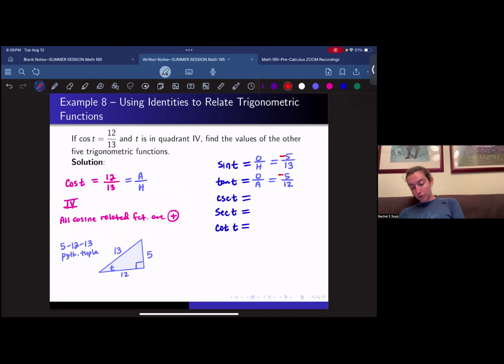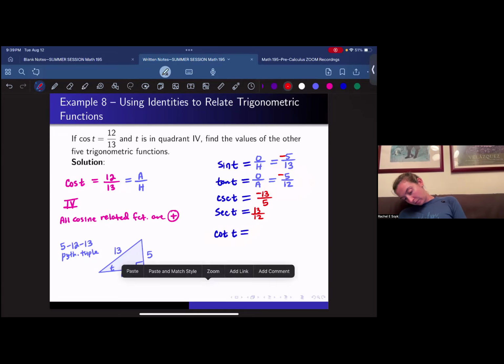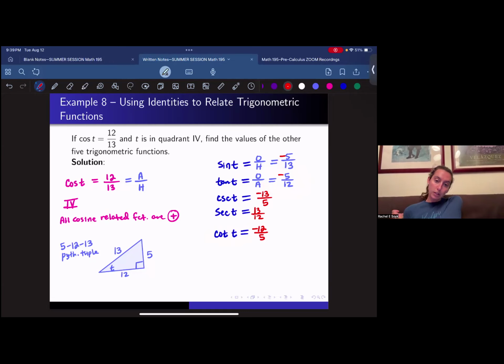Cosecant is the reciprocal of our sine, so just flip that. And we get negative 13 over 5. Secant, we just flip this guy. It's going to be positive, so it's just 13 over 12. And then finally, we have our cotangent. We're just going to take the reciprocal of our tangent, and we have negative 12 over 5. And we're done.